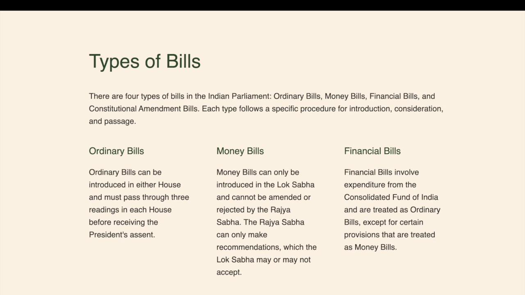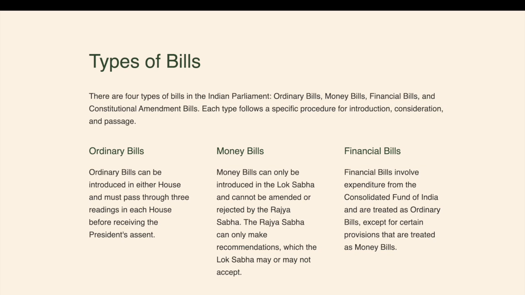Money bill, on the other hand, can only be introduced in the Lok Sabha and cannot be amended or rejected by the Rajya Sabha. The Rajya Sabha can only make recommendations which the Lok Sabha may or may not accept. The next is financial bills. So financial bills involve expenditure from the Consolidated Fund of India and are treated as ordinary bills except for certain provisions that are treated as money bill.